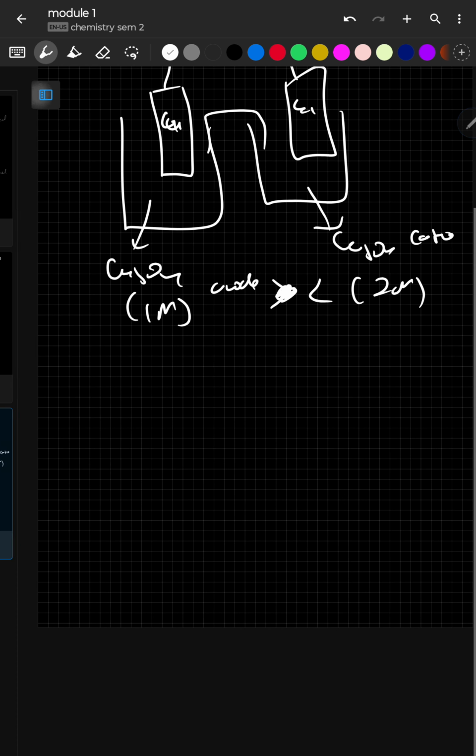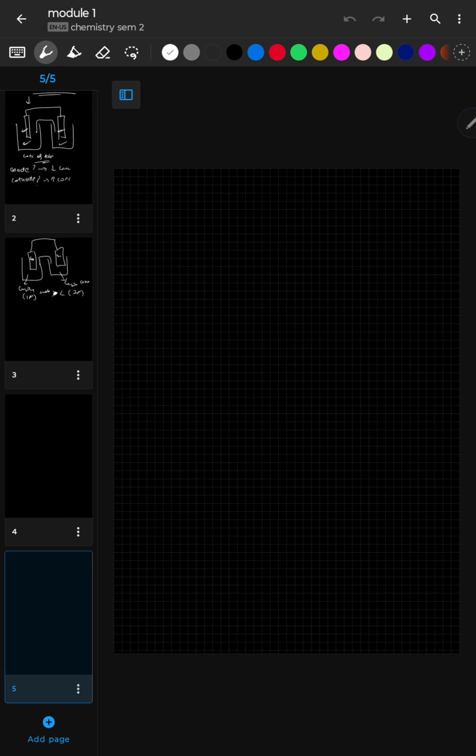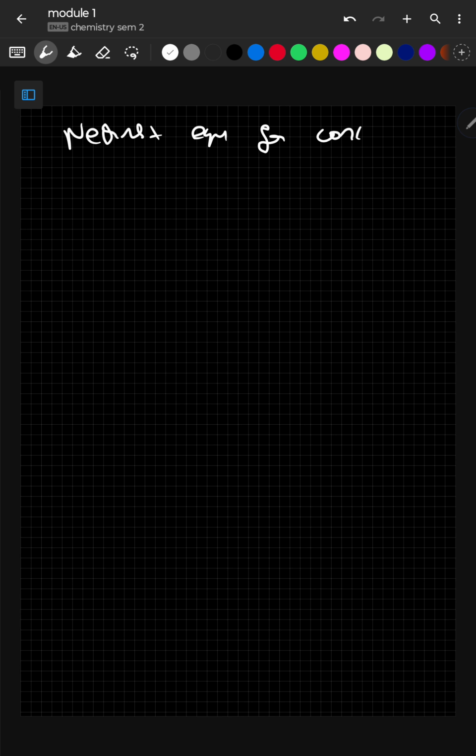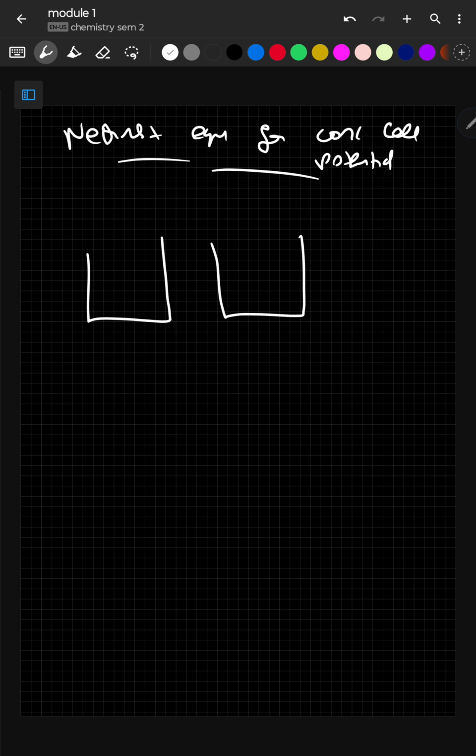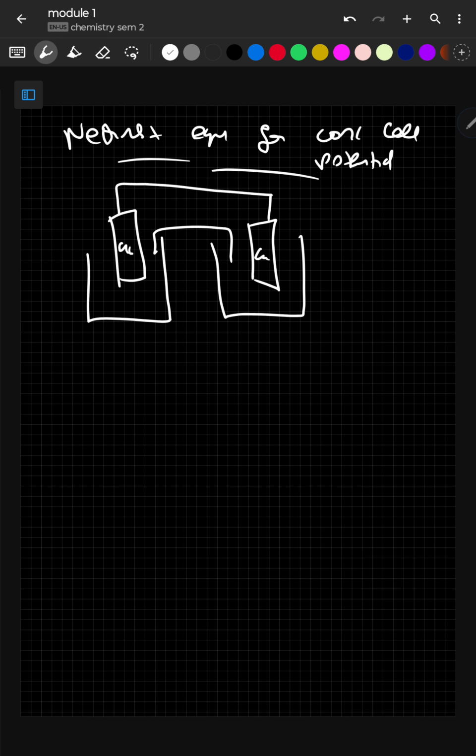Now let us learn the Nernst equation for concentration cell potential. A derivation. It's a very small derivation, not to worry. So the same example I will take. Copper electrode is there, salt bridge, external circuit. This is copper electrode, this is copper electrode, this is CuSO4, this is again CuSO4. Take this as M1, take this as M2.